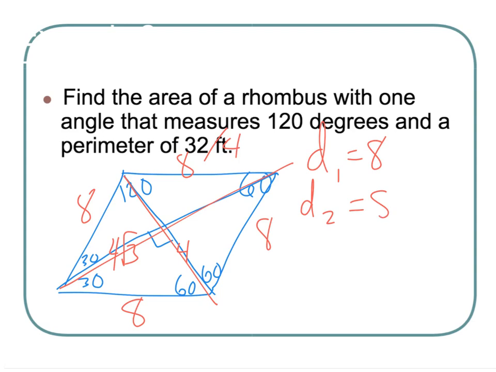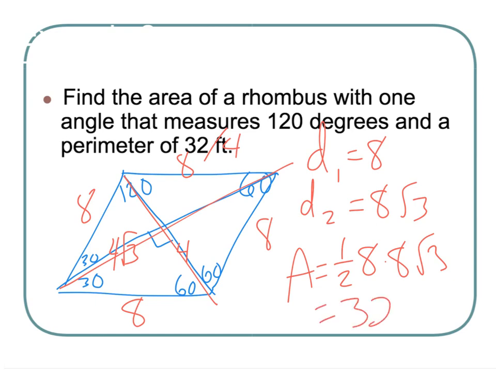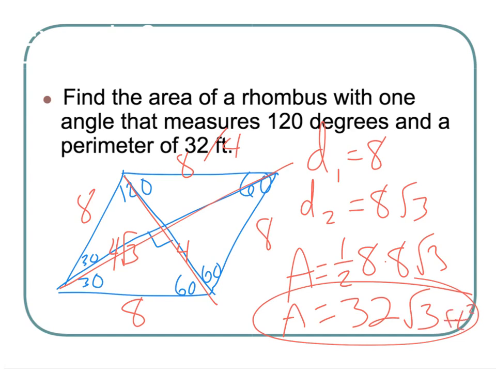D2, 8 root 3, and I plug it into my new formula, which I'm going to do because we're learning our new formula. So we get, what, 64 root 3 over 2, which is 32 square root 3. It's my area. It's a coincidence that the perimeter was 32 and a 32 appears in this answer, but sometimes that happens. Feet squared. All right, I like it.